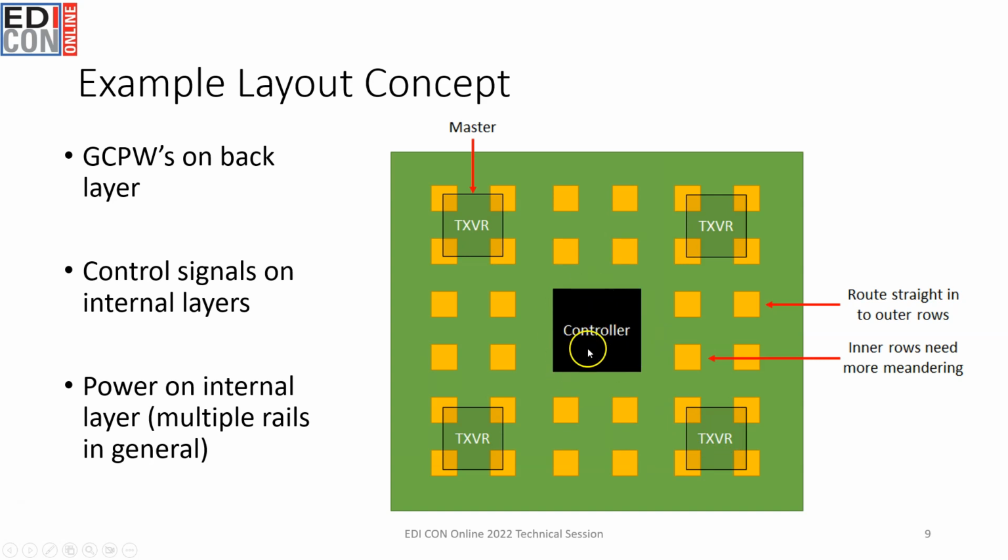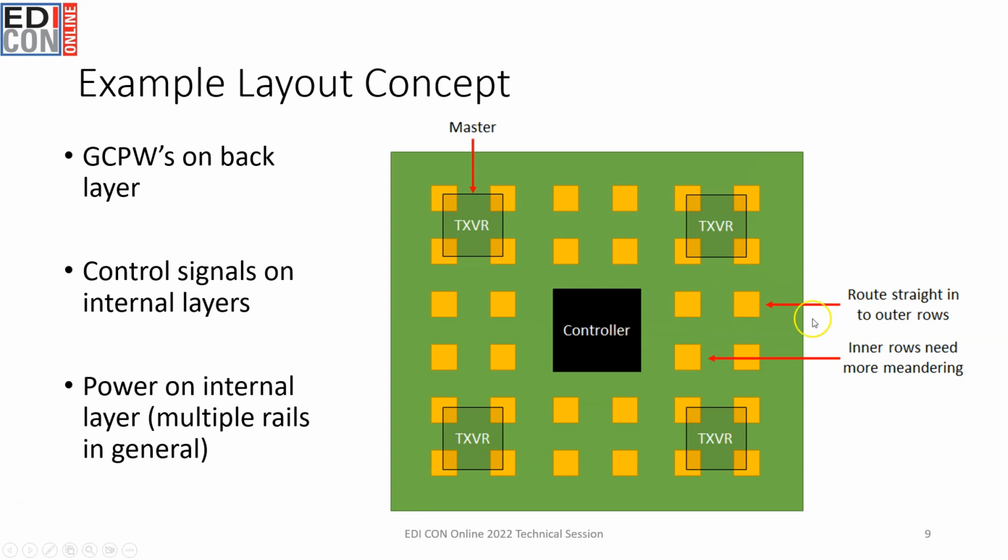I've drawn the controller here on the top layer, but it could also be on the back layer. Or if it's on a separate board, its control signals are being routed into all of these transceivers, possibly through an internal layer or through the back layer. And then you have the feed lines going into each of these antenna elements, with some meandering in order to enforce some level of phase mismatch.